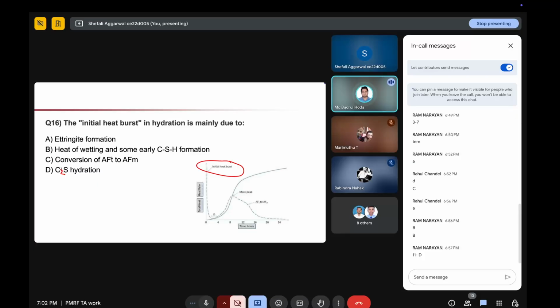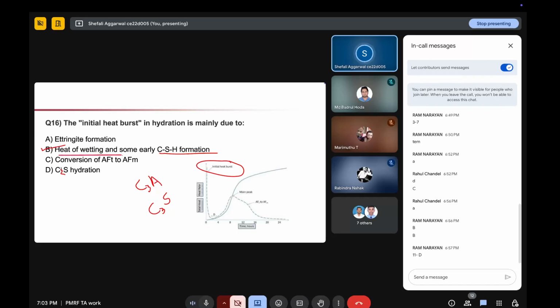I think B. Correct. So this initial heat burst, what is happening? There is, because of the presence of abundant amount of C3A and abundant amount of C3S, some initial formation of CSH, and it is also called heat of wetting.